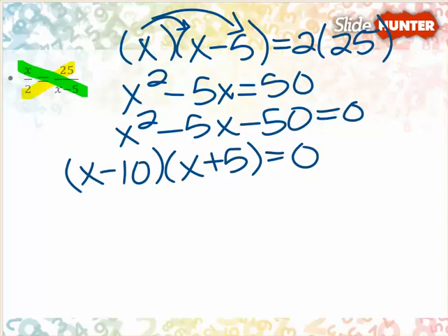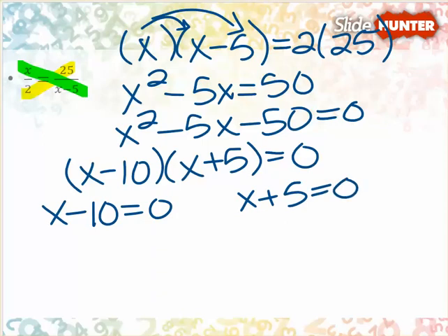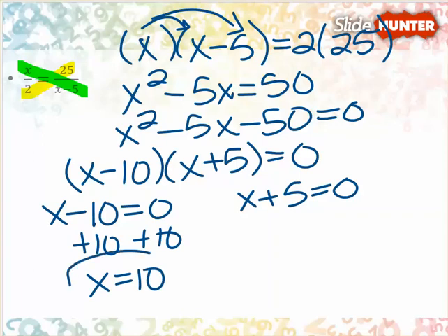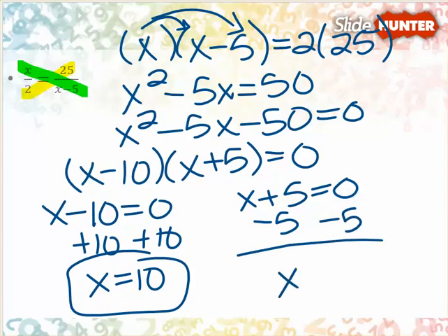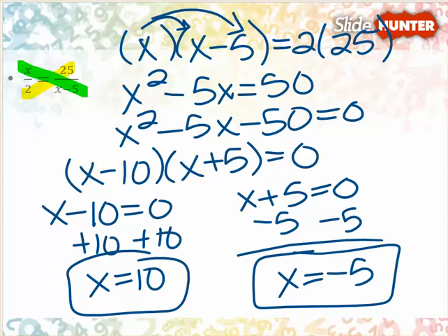Okay, so that gives us two solutions. x minus 10 equals 0, and x plus 5 equals 0. Solving those both. So over here, if we add 10 to both sides, x is going to equal 10. On the other solution, we're going to subtract 5 from both sides. So x is equal to negative 5.